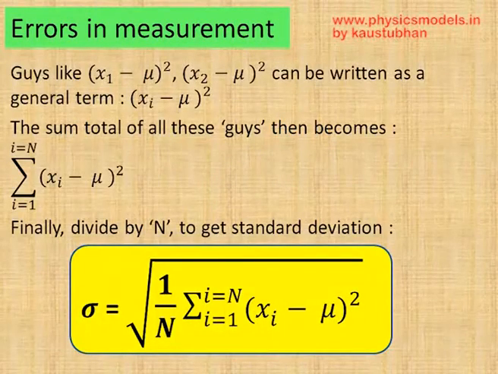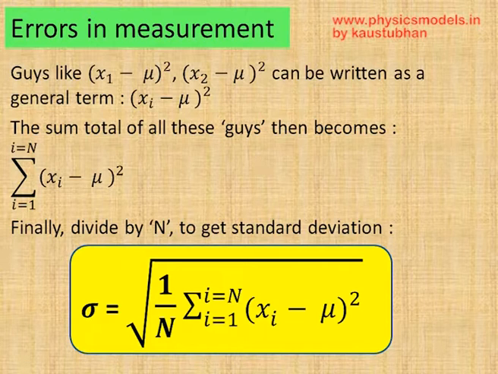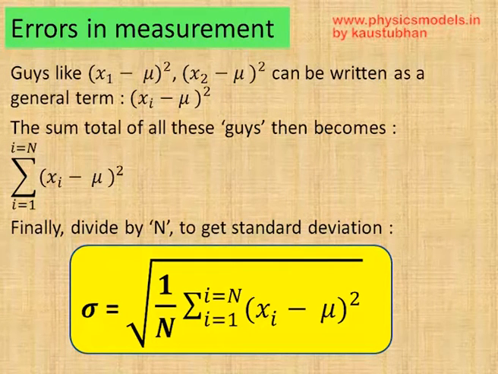Now if there are 20 readings, it would take a long while to write x1 minus mu whole squared, x2 minus mu whole squared till x20 minus mu whole squared. So we need a shortcut, and the shortcut is to express all the x's as xi. So x1, x2, x3 is just i is equal to 1, 2, 3 and so on. So with this shortcut, sigma becomes equal to RMS once again. Root of the mean is 1 by n. Sum of the squares is i is equal to 1 to n, sigma xi minus mu whole squared.